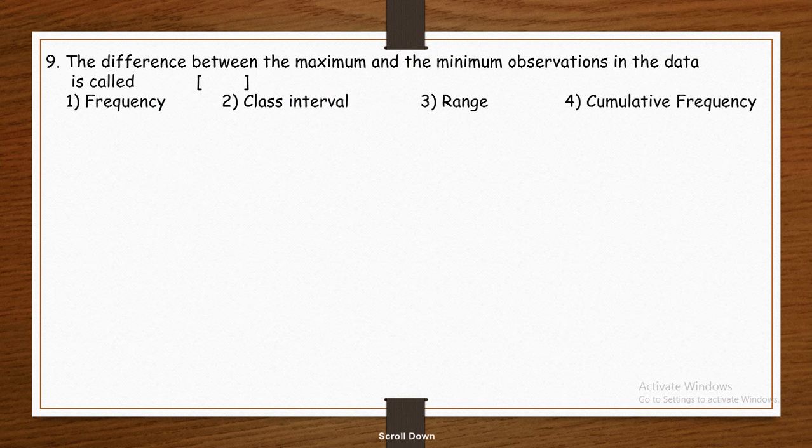Next, moving on to question number 9. The difference between maximum and minimum observations in the given data is called? The maximum value minus minimum value is nothing but my range. So why is range used? Range is used to understand where the class intervals need to start. The number of class intervals that are required can be obtained by using this range.